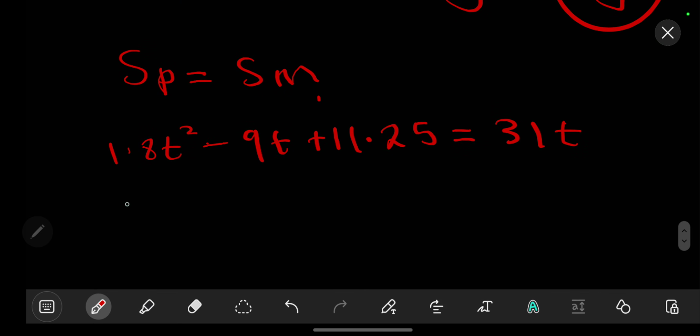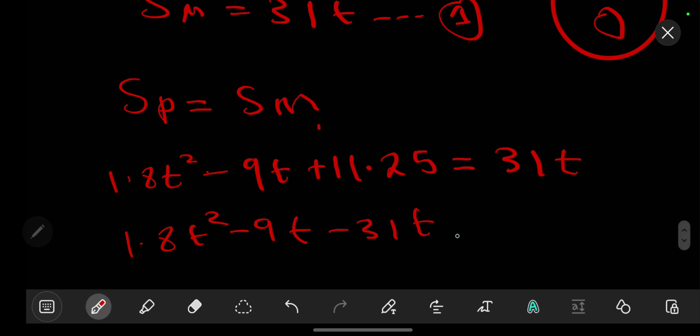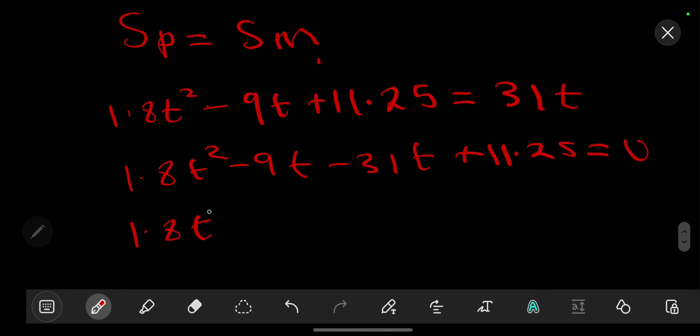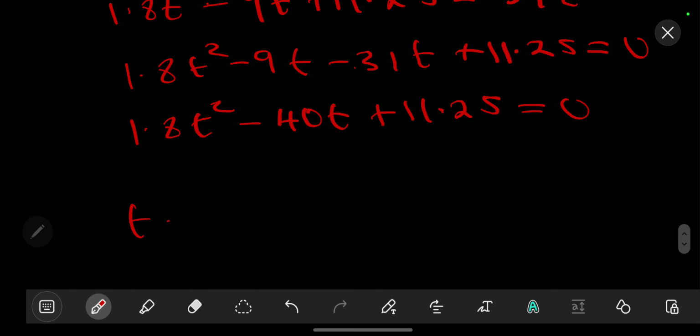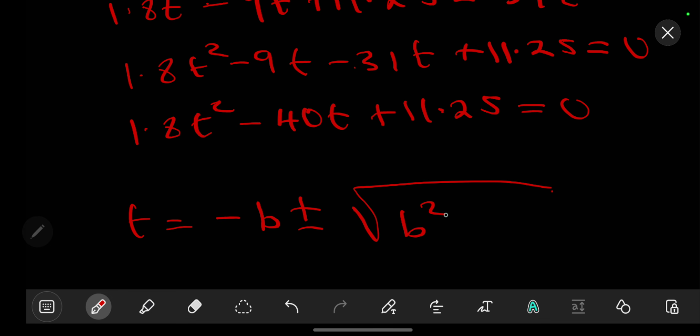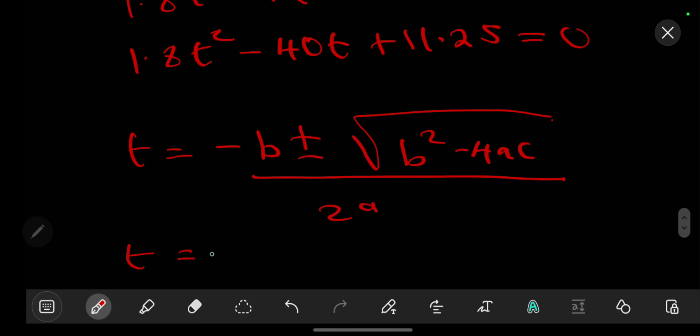Take the 31 this side, it will be 1.8 t squared minus 9t minus our 31t. Then we have plus our 11.25 should be equal to 0, like that. So we have 1.8 t squared, negative 9 minus 31. This will give us negative 40t, like that. Then we have plus our 11.25 should be equal to 0. Let's use the quadratic formula. So our t should be equal to negative b plus or minus the square root of b squared minus 4ac, over 2a. So our t should be equal to negative, our b is equal to negative 40.